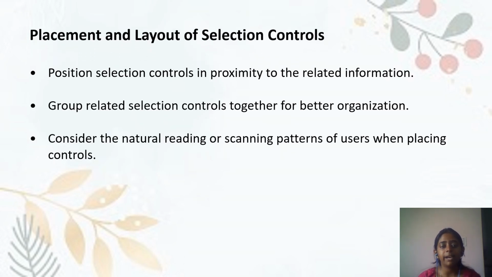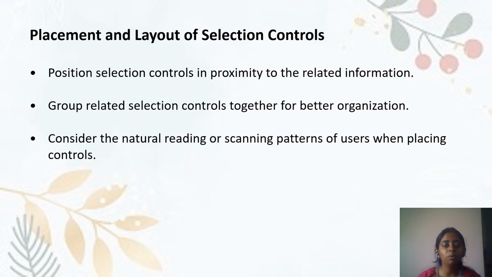Next is placement and layout of selection controls. Position selection controls in proximity to the related information. So suppose there is a question, and below that we have to give the selection the user has to select. Positioning the control, that is checkboxes, radio buttons or drop-down menus, should be properly aligned after the related information. Then the user will have a clear-cut idea.